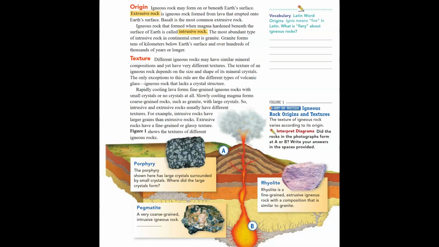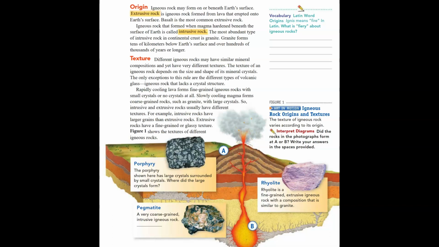Igneous rock that is formed when magma hardened beneath the surface of the Earth is called intrusive rock. The most abundant type of intrusive rock in continental crust is granite. Granite forms tens of kilometers below Earth's surface and over hundreds of thousands of years or longer. So extrusive is igneous rock that has exited onto Earth's surface, and intrusive is igneous rock that is formed in and beneath Earth's surface.